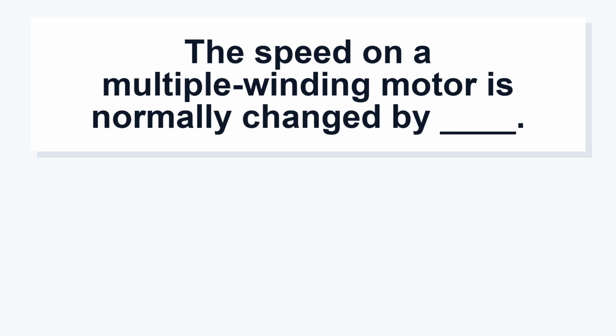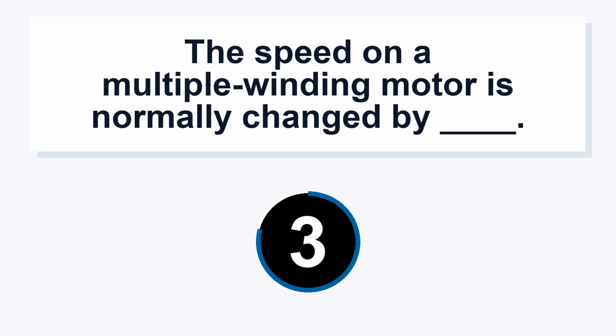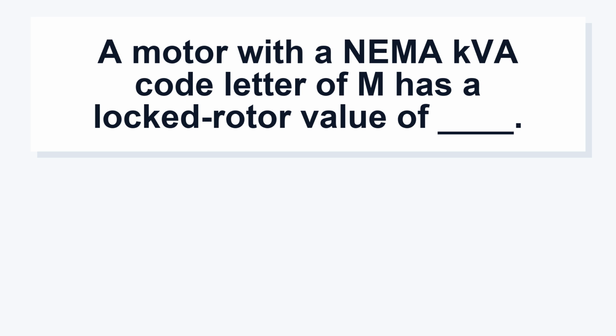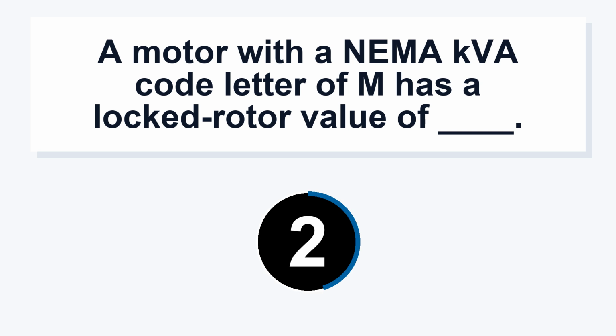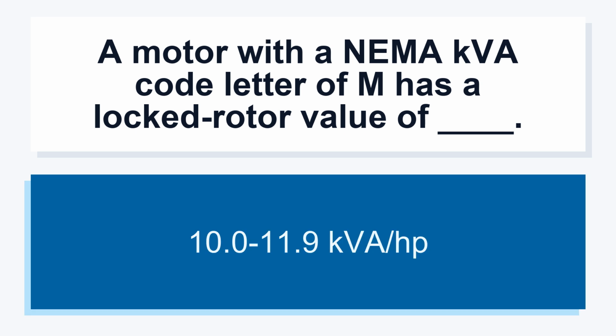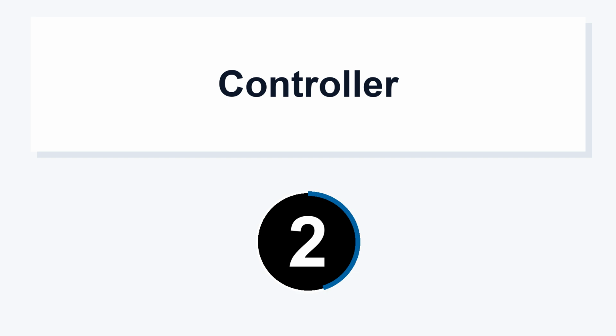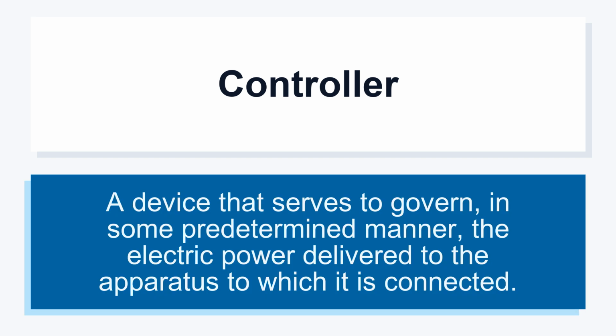The speed on a multiple winding motor is normally changed by switching contacts in the motor controller. A motor with a NEMA kVA code letter of M has a locked rotor value of 10.0 to 11.9 kVA/HP. Controller: a device that serves to govern, in some predetermined manner, the electric power delivered to the apparatus to which it is connected.